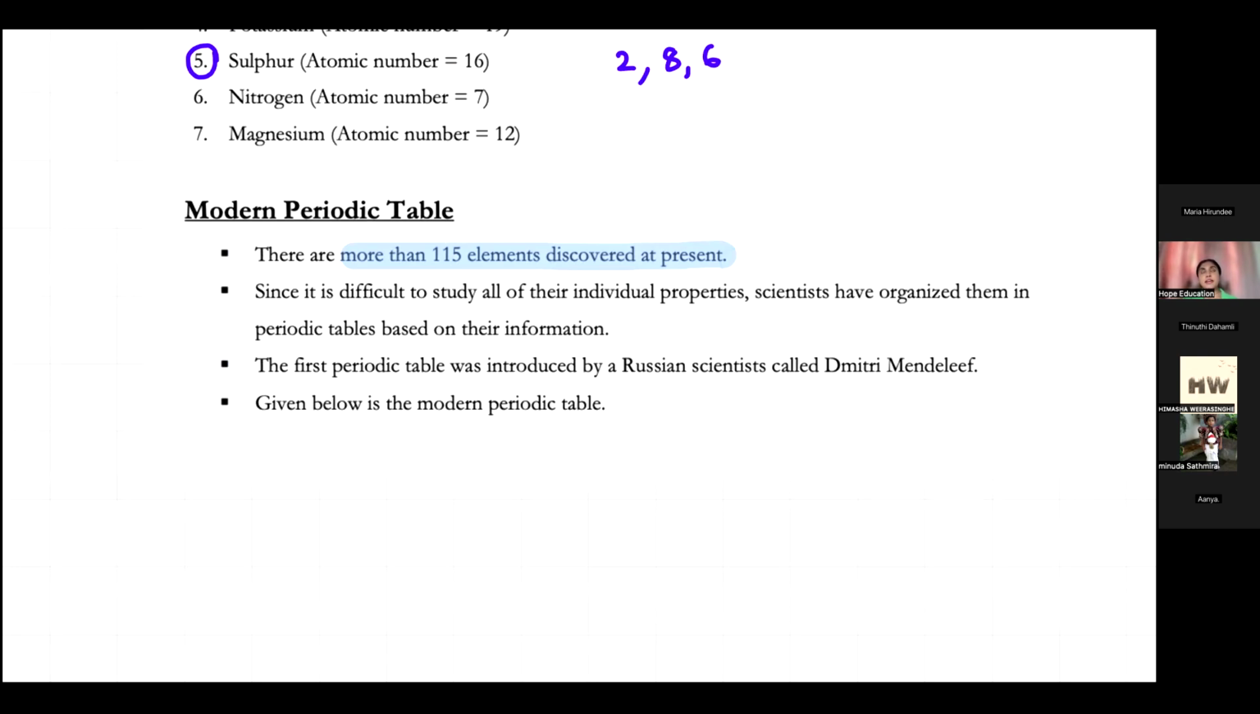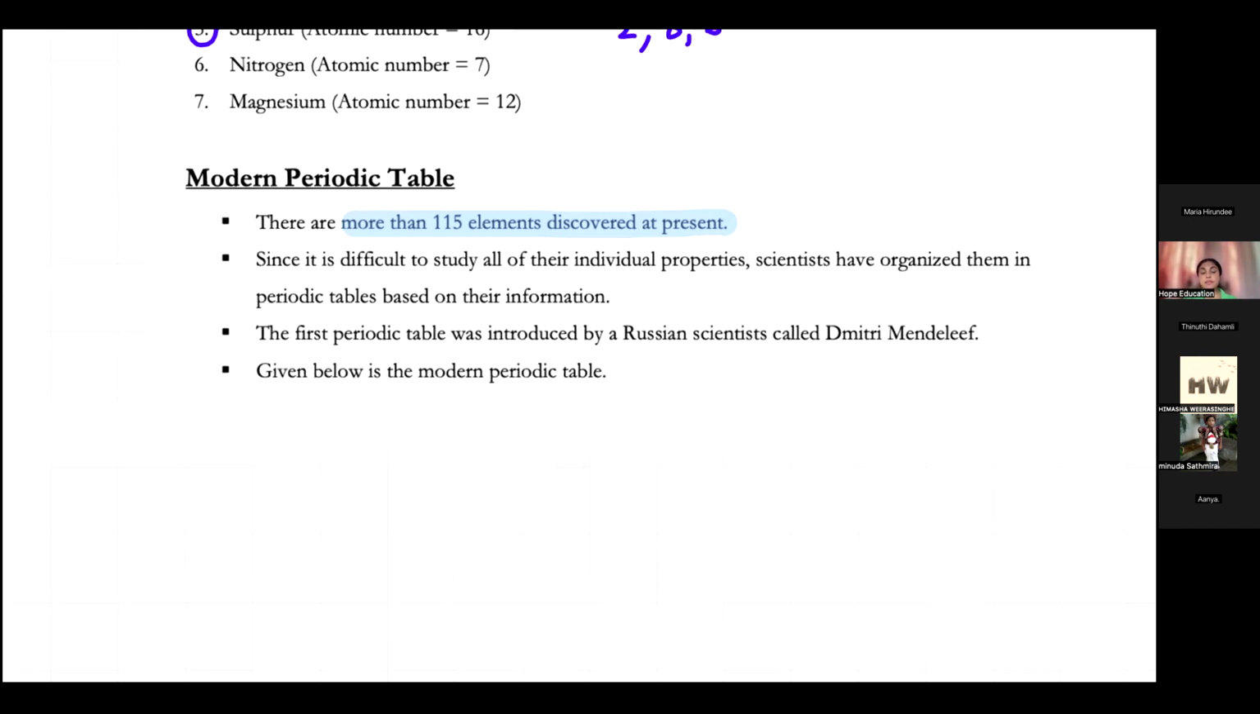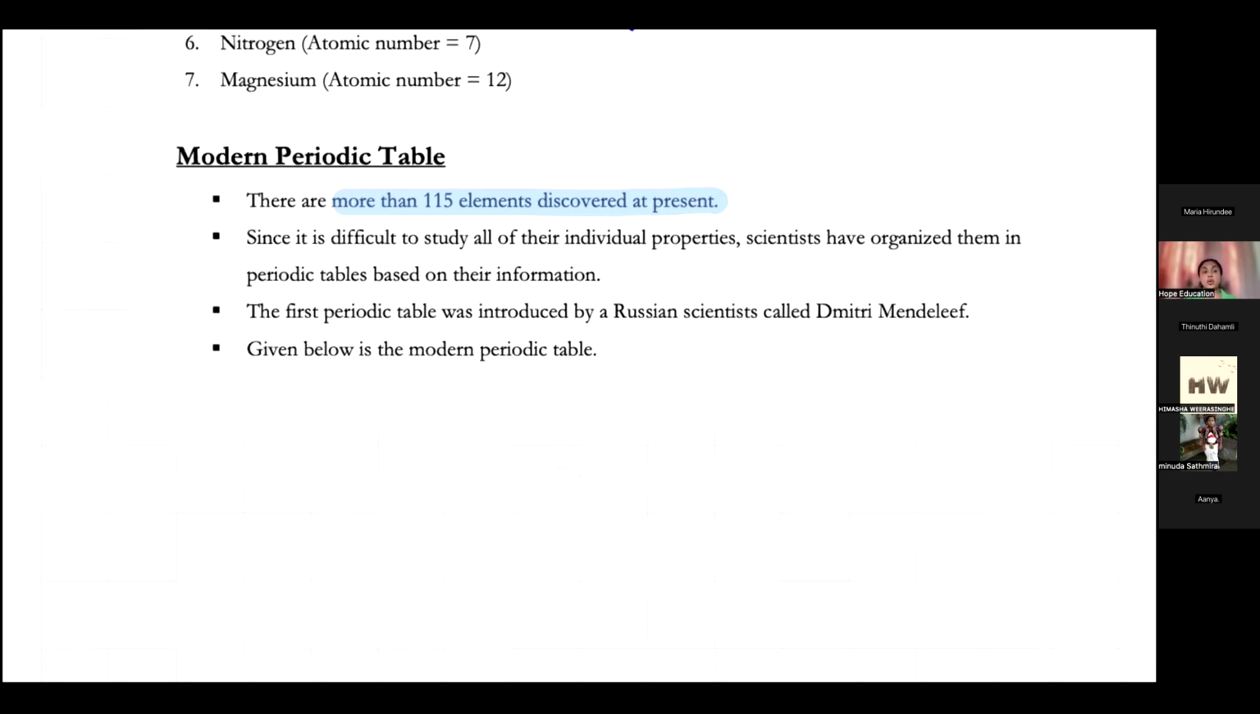If there were more than 115 elements, just imagine having to study all of these 115 separately, how difficult would that be? Having to learn about each and every one of these types separately would be very exhausting. Because of that, there is something called a periodic table. In the periodic table, what we are going to do is arrange all the elements in a pattern.